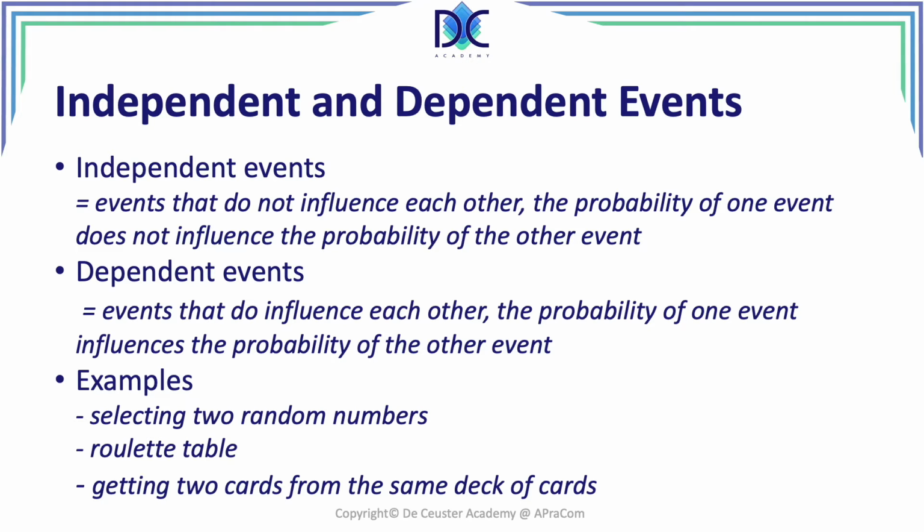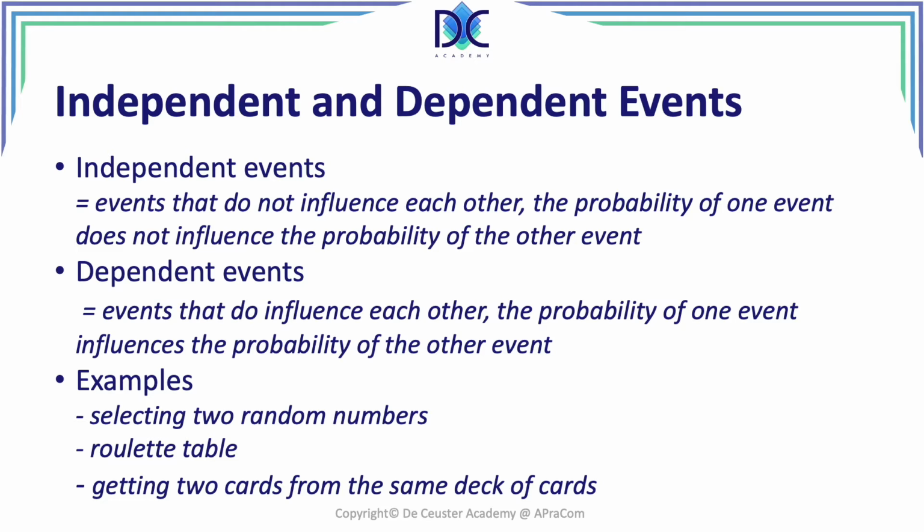Selecting two random numbers. The random numbers always will be random, whatever the probability is, whatever the event we're considering. The roulette table is a typical game where we have basically random numbers, and random numbers means that the probability of any outcome is the same. It's the same as with a dice game. We throw one dice, we have an outcome, the probability is always the same. The same with the roulette table.